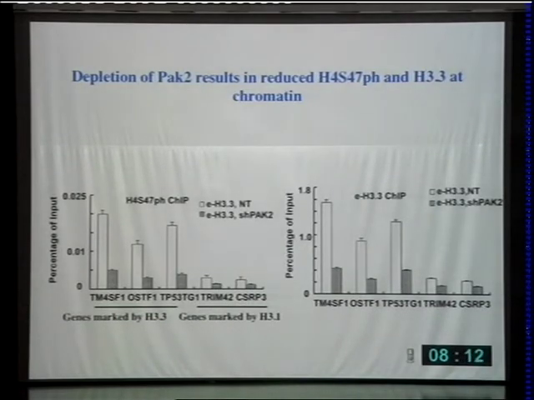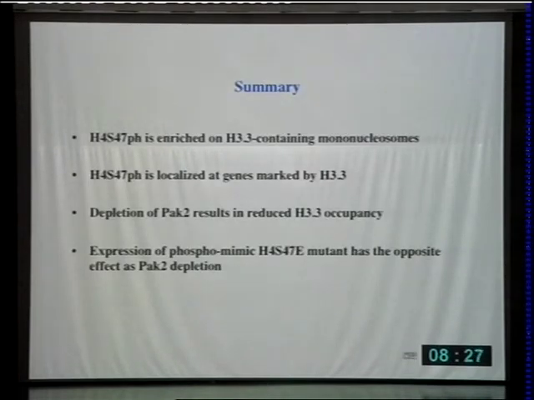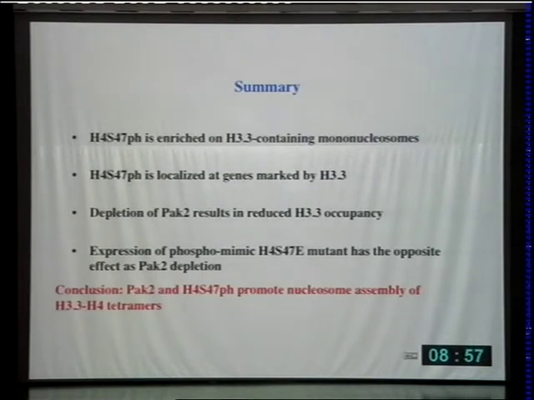And more importantly, we asked how depletion of PEG2 affects H3.3 occupancy. You can see that the depletion of PEG2 results in significant reduction of H3.3 occupancy at the candidate genes tested. In summary, H4S47 phosphorylation is enriched on H3.3 containing mononucleosomes, is localized at the candidate genes marked by H3.3, and the depletion of PEG2 results in reduced H3.3 occupancy. Expression of the phospho-mimic H4S47 mutant has the opposite effect on H3.3 occupancy as PEG2 depletion. I don't have time to show you these results. From these results, we suggest that PEG2 and H4S47 phosphorylation promotes nucleosome assembly of H3.3-H4 tetramers.